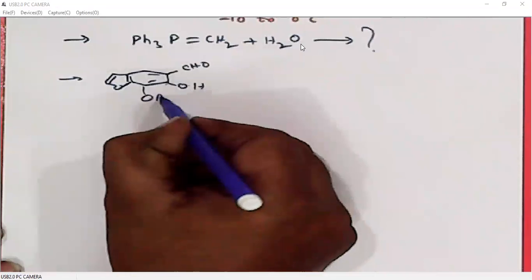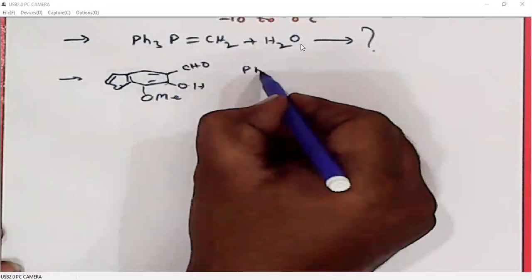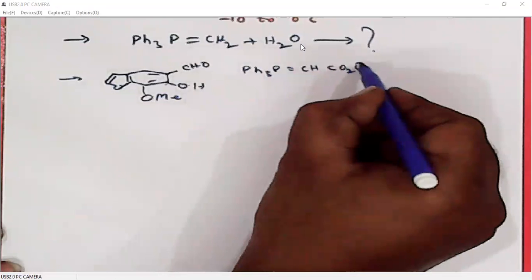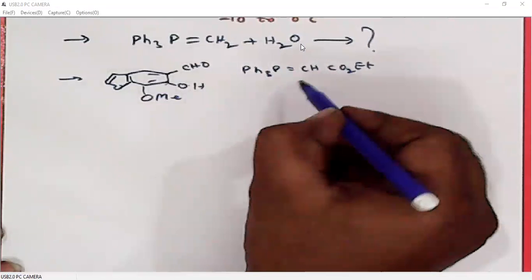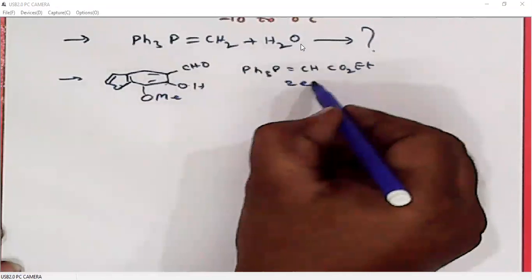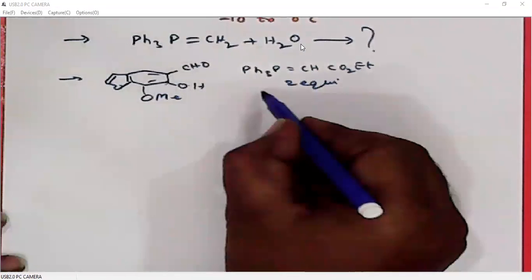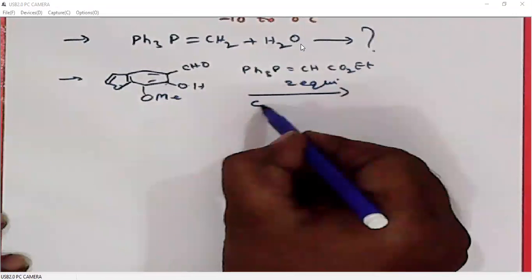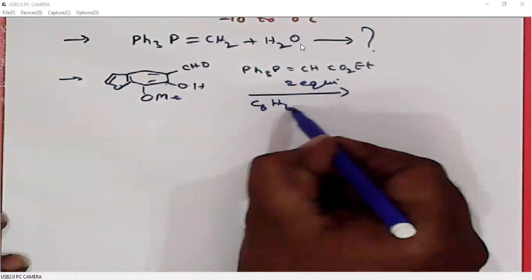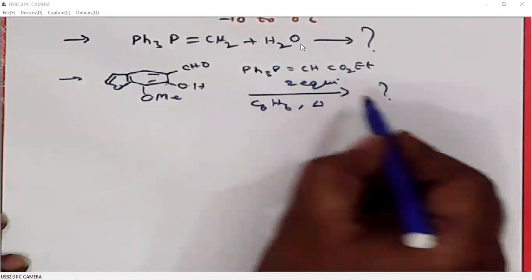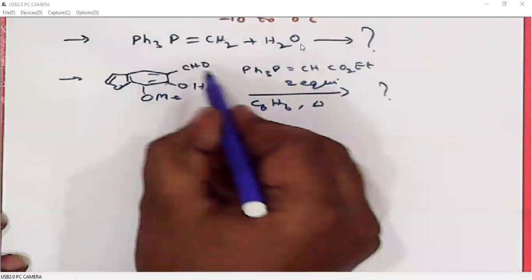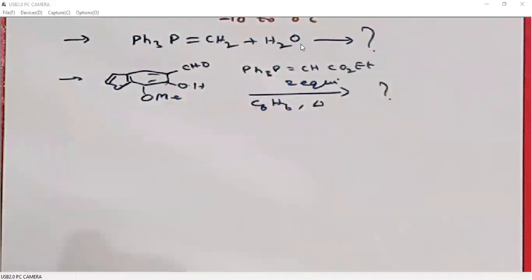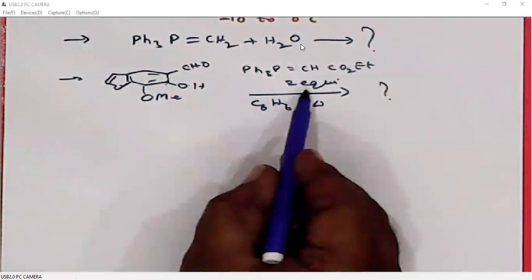in this reaction why we are using two equivalents. This is a stabilized Wittig, and in this case we are using two equivalents. Any guess? You can easily write the product. It is a stabilized Wittig, so it will give us the E double bond. Now, can anyone give the reason why we are using two equivalents?